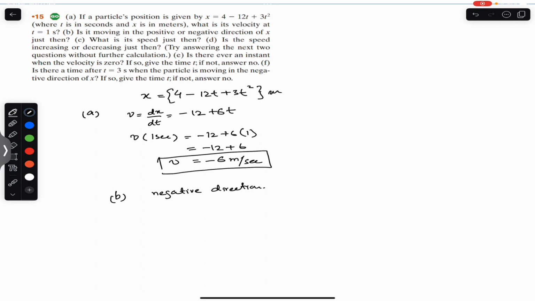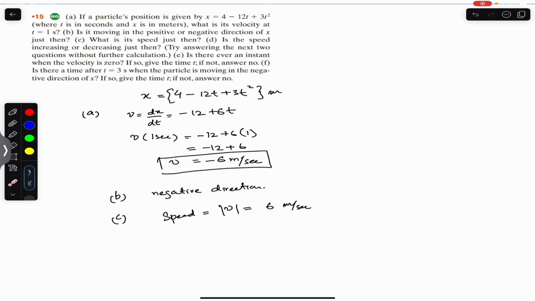Now in part C, what is its speed just then? The speed is always equal to the magnitude of the velocity, and the magnitude of the velocity is 6 meters per second without the direction. The negative sign tells us the direction of the velocity. Without the direction, the speed is always positive, and the magnitude of the velocity is the speed. So 6 meters per second.